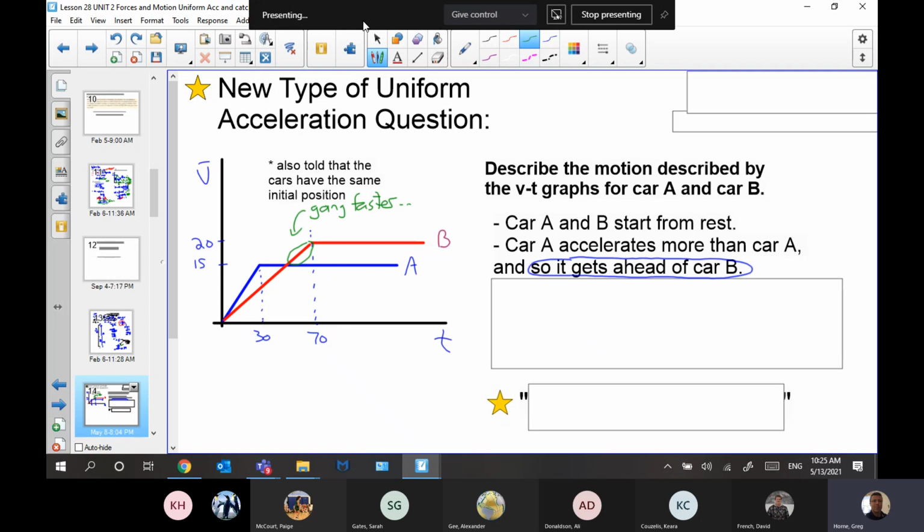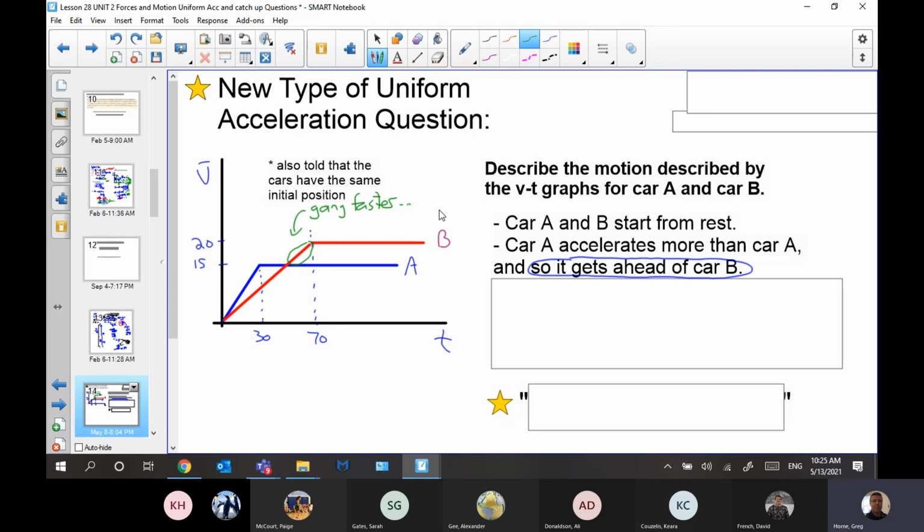I need to get rid of that control screen. How do I do that? There we go.